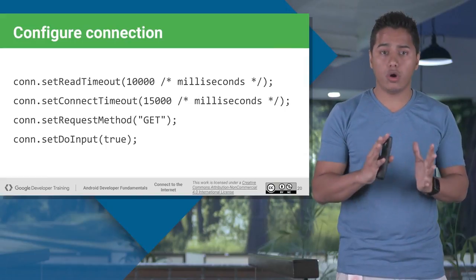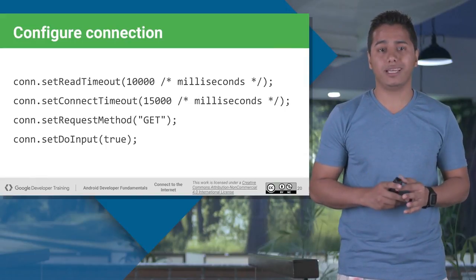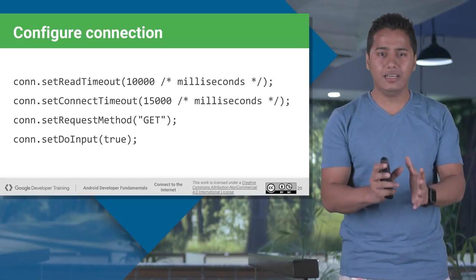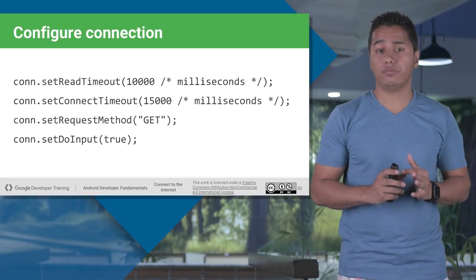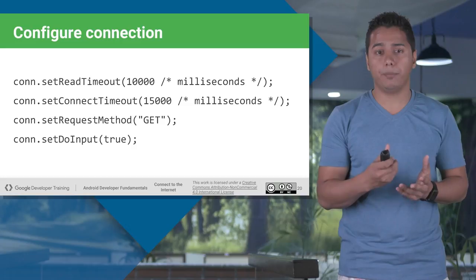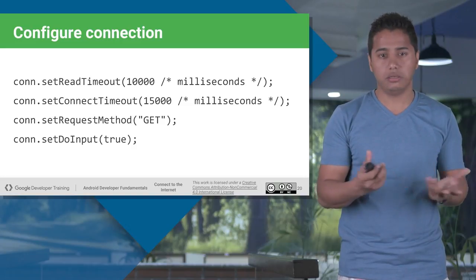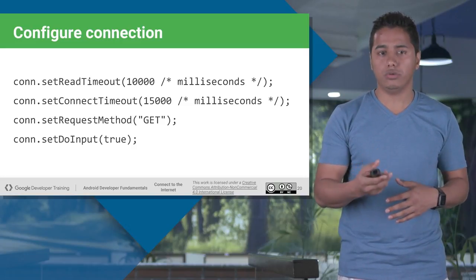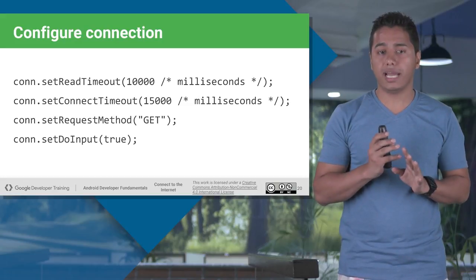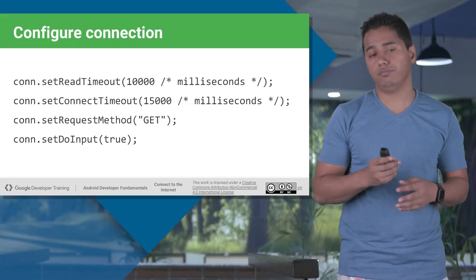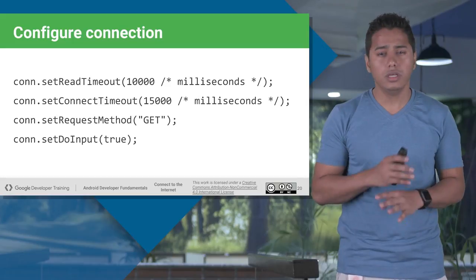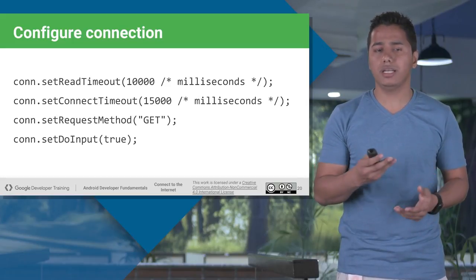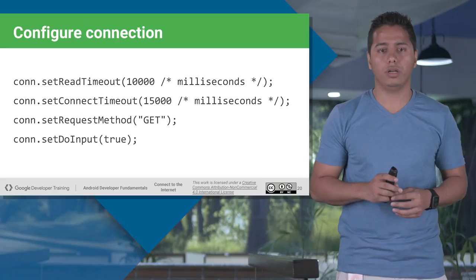Now, you can always configure your HttpURLConnection object, like setting a particular read timeout. I mean, if you are not able to get the data back within 10 seconds, you don't want to continue. Or if you're trying to connect and within 15 seconds you are not getting any response, again you want to time out. So you can increase or decrease the time according to your own requirement.